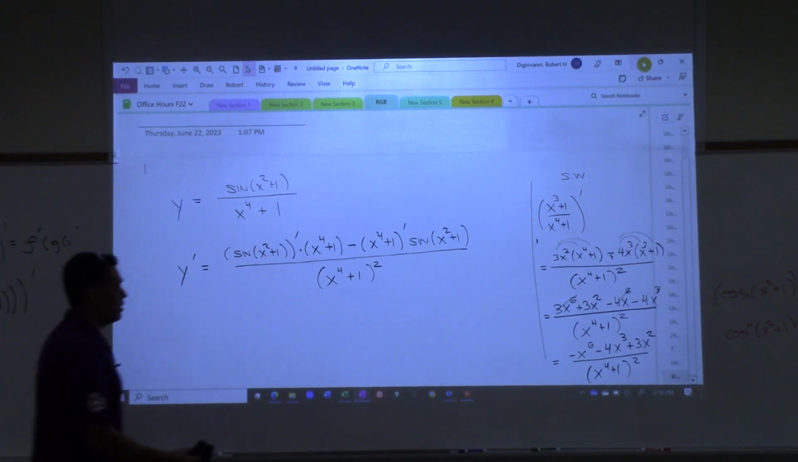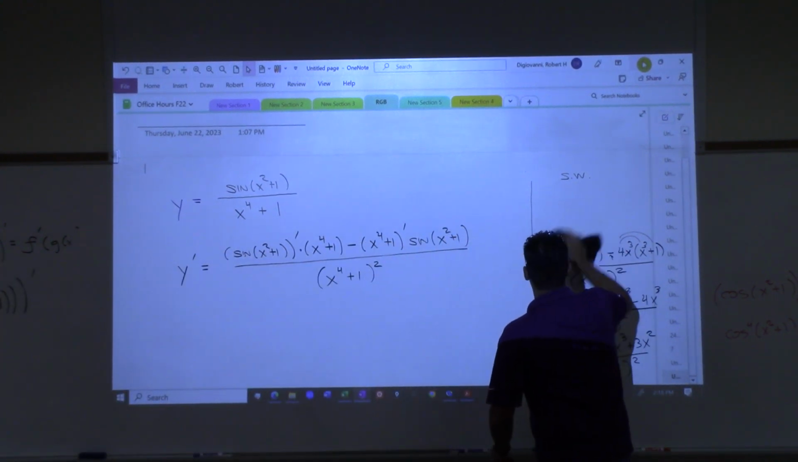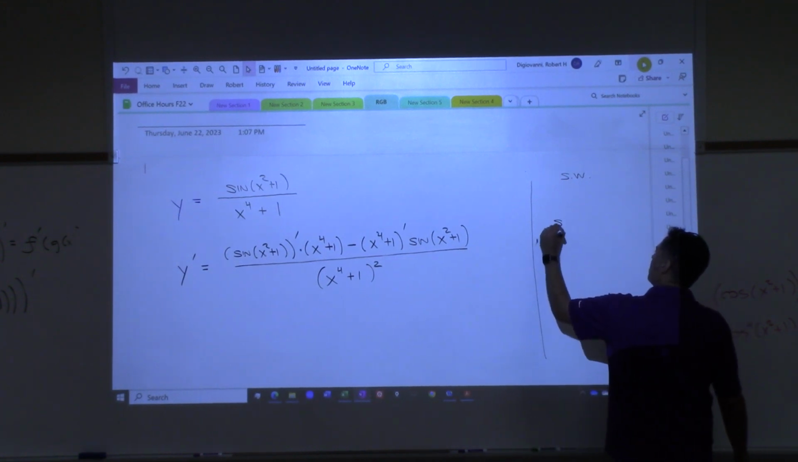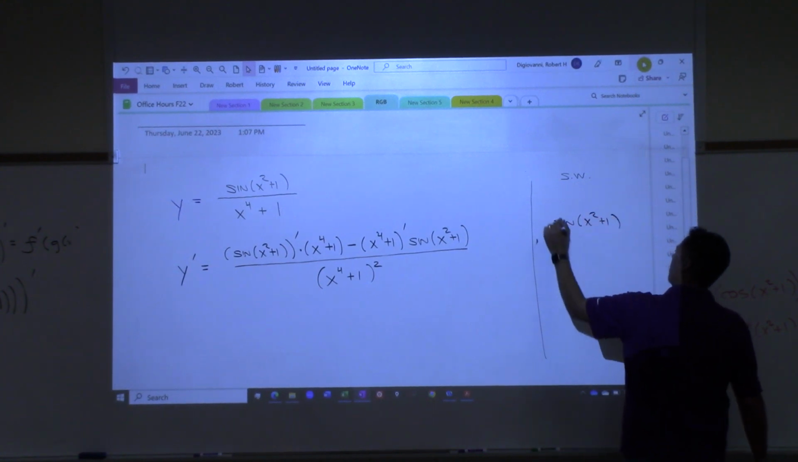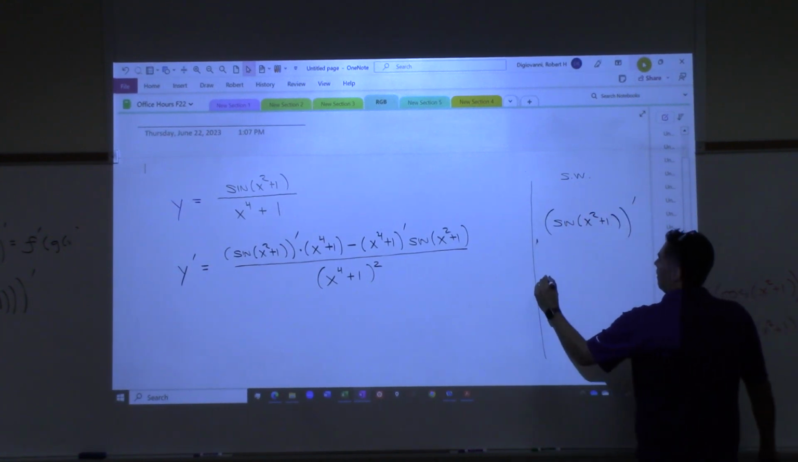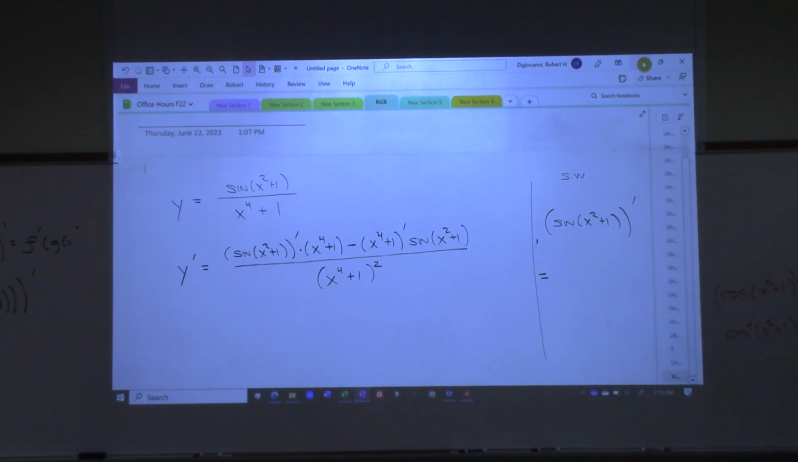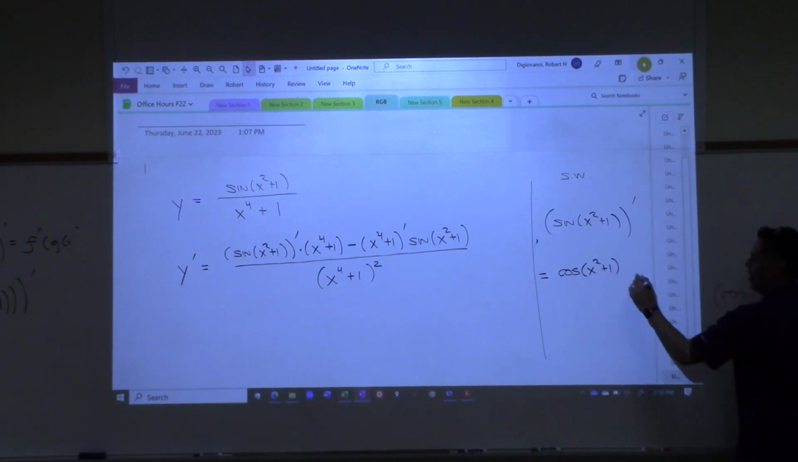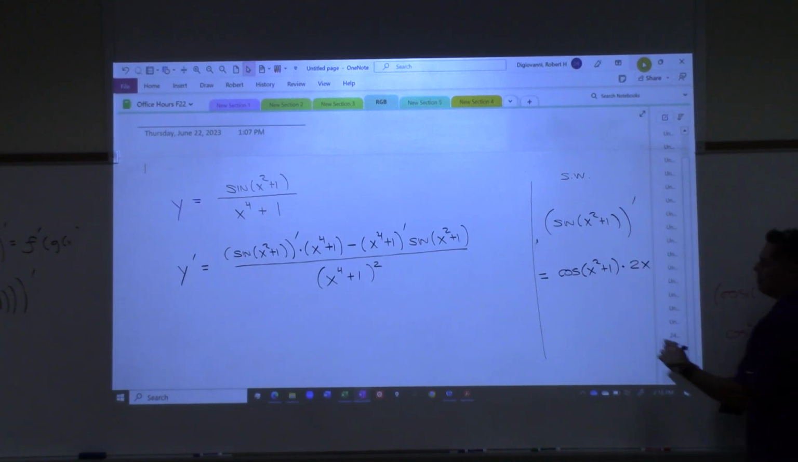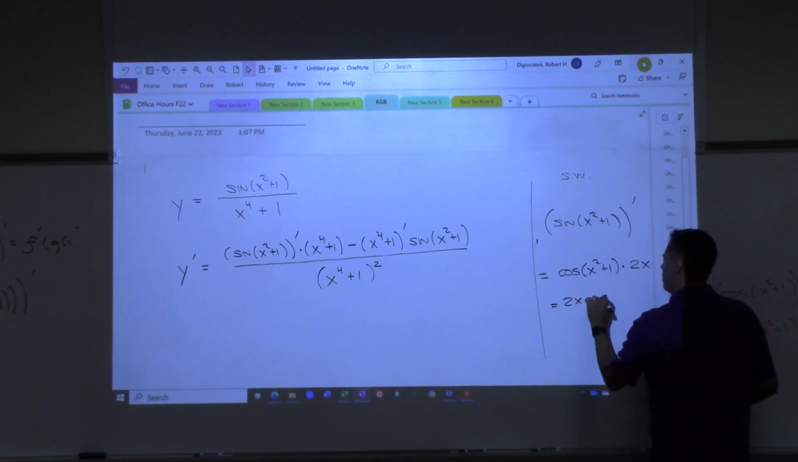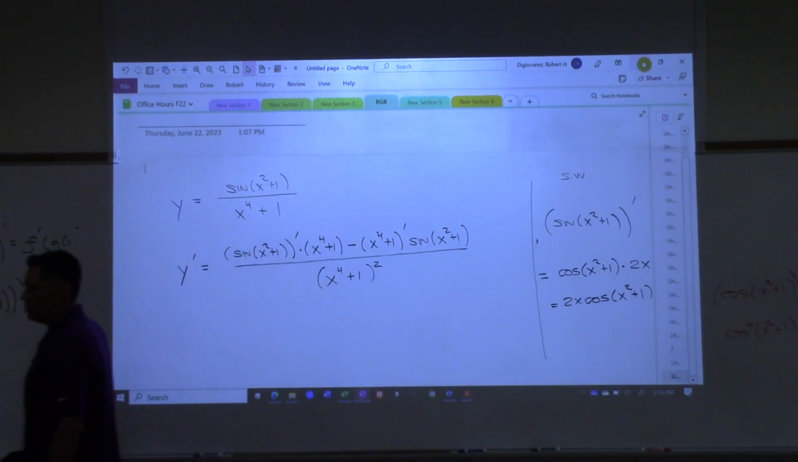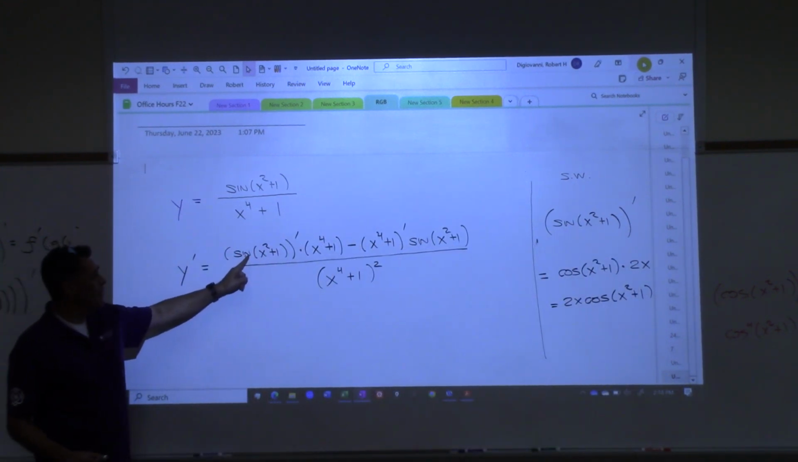So why don't I do some scratch work again here on the side for the part that I think is the harder part of that. If I take sine of x squared plus 1 and take its derivative, then the outer function is sine, so the derivative of sine is cosine of the inside. And then times, chain rule, the derivative of the inside, which is just 2x. And if I clean that up, I get 2x cosine x squared plus 1. And that's just what this top left corner becomes, right?